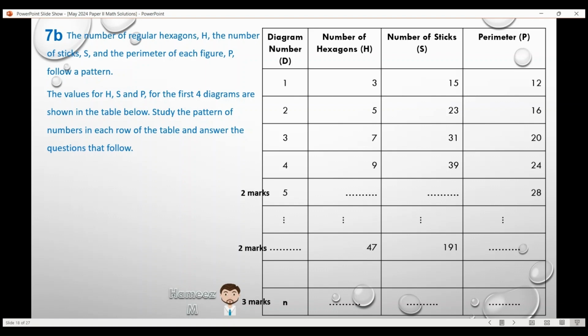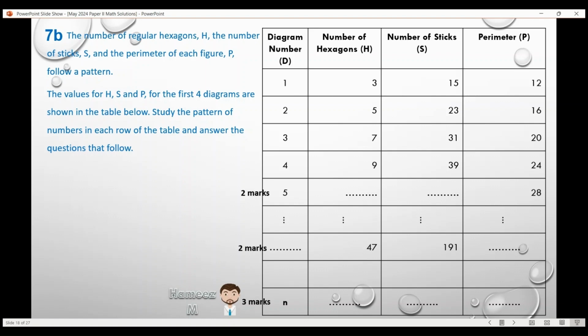For the second diagram, it was 5 hexagons, 23 sticks, 16 as the perimeter. And we continue with 3 and 4. So for diagram 5, we can actually read it off from what we had, or we can look for patterns. So let's see. I've found that it's better if students get the general gist of what's happening here. So let's look at that column H. In that column H, we had 3, 5, 7, 9.